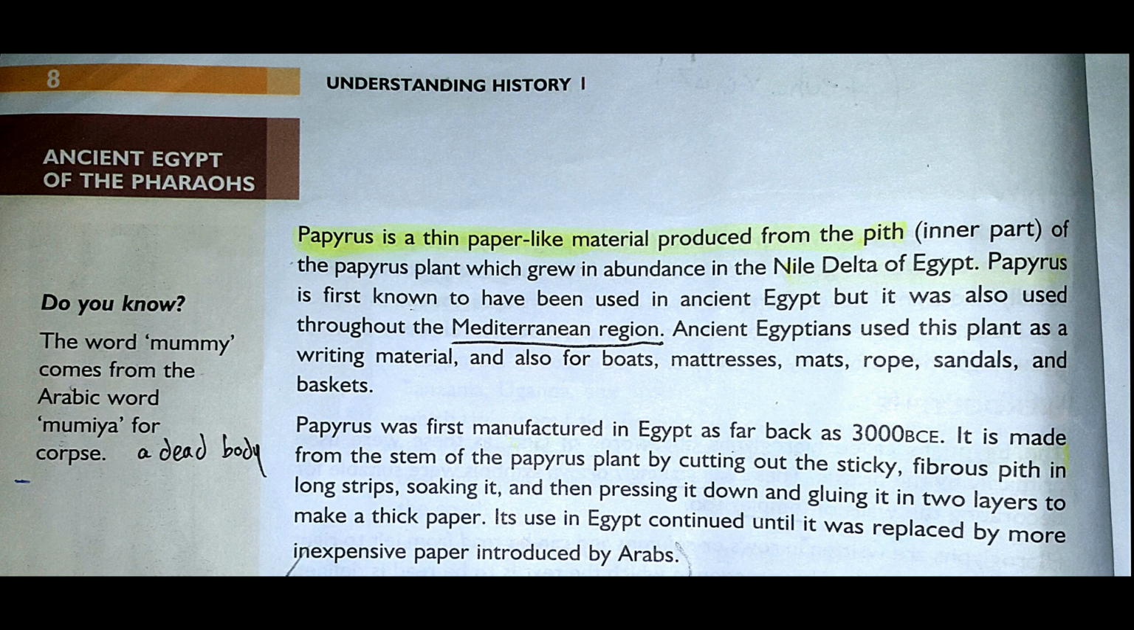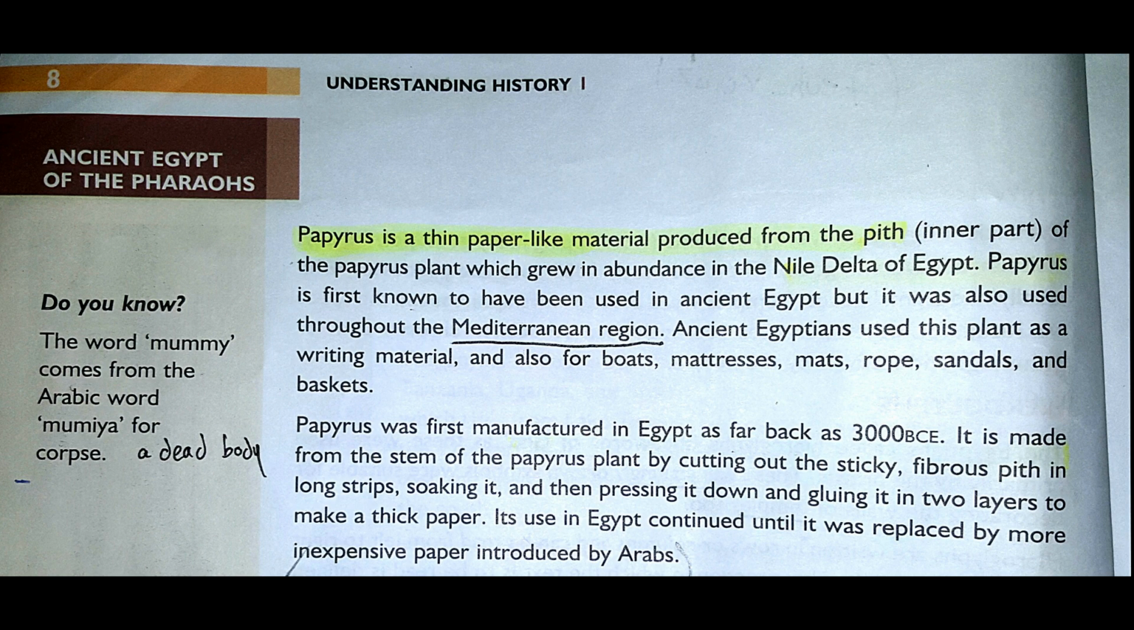Papyrus was first manufactured in Egypt as far back as 3000 BCE. It is made from the stem of the papyrus plant by cutting out the sticky, fibrous pith in long strips, soaking it, and then pressing it down and gluing it in 2 layers to make a thick paper. So this was the process by which they made thick paper.